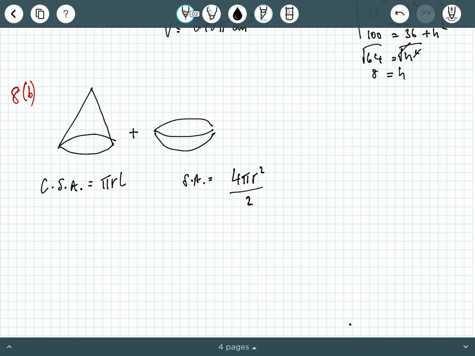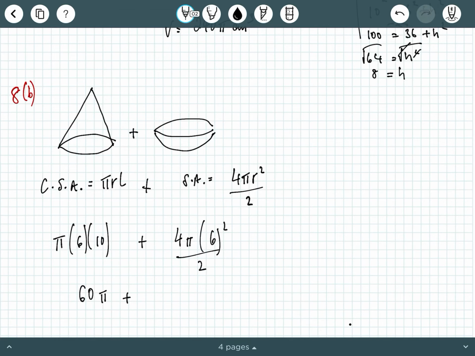So if you think about it, this shape here, which is the cone part, the curved surface area, plus the surface area of that is all that's going to be exposed. So that's all your surface area. If you add these two formulas together, that's your surface area taken care of. And again, they want it in terms of pi. So it's pi times r, which is 6 centimeters, L they gave us, which is 10 centimeters, plus 4 pi r, r was 6, over 2, because you're halving it since it isn't a full sphere. 6 times 10 is 60, so that's 60 pi.